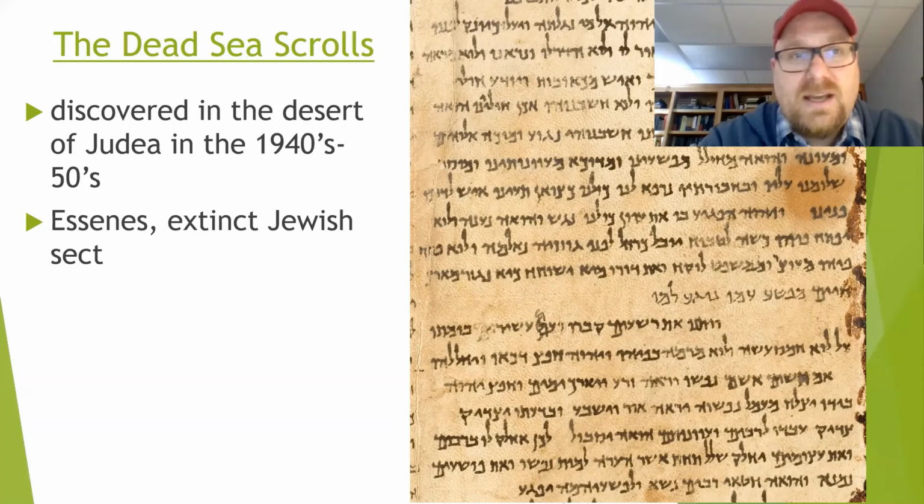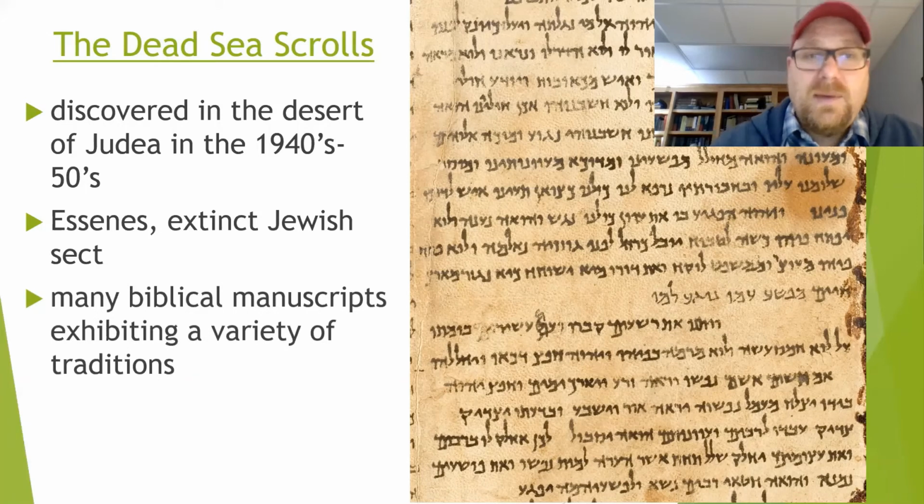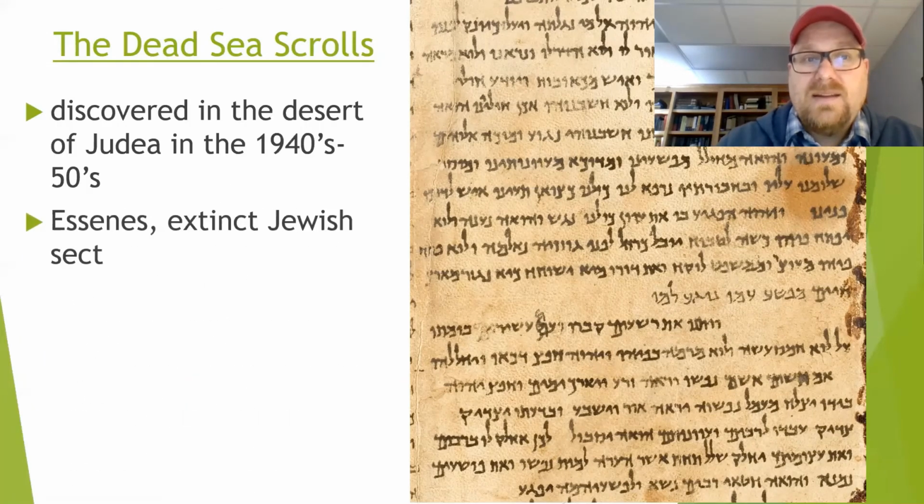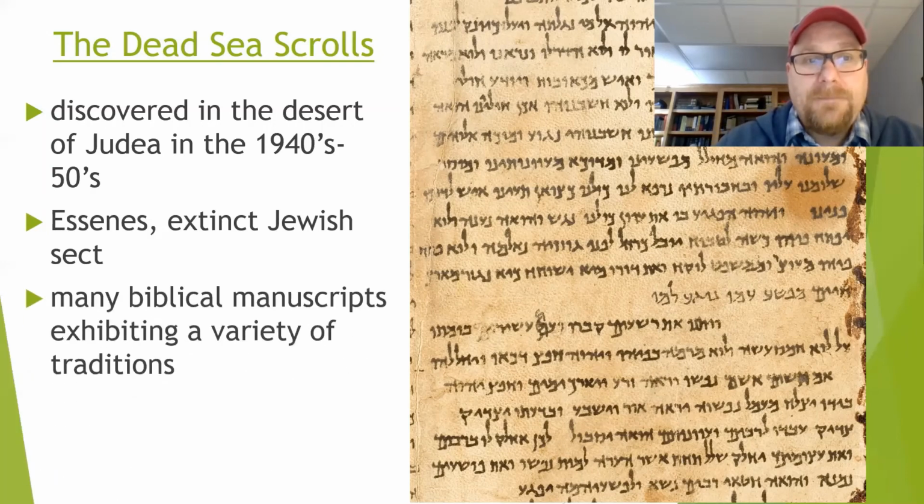So the Essenes, they are an extinct Jewish sect. They were chased away or killed in the war against the Romans in AD 70. But prior to that, for a couple hundred years, they lived in the desert in sort of a compound. And they copied manuscripts, so they preserved and created manuscripts. Many of them were biblical manuscripts.